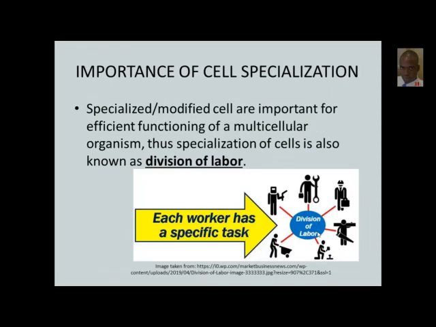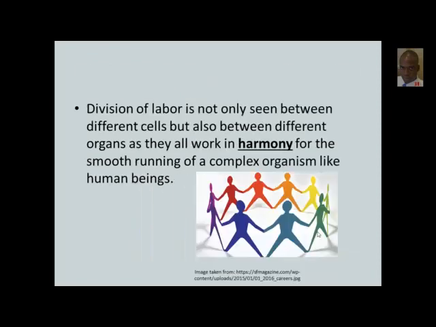So the cell doesn't have to do every single thing in the body, it can focus on one job. For example, muscle cells can just focus on contracting and producing movement. Good. So that's what we mean by cell specialization. It is a division of labor among the different cells.